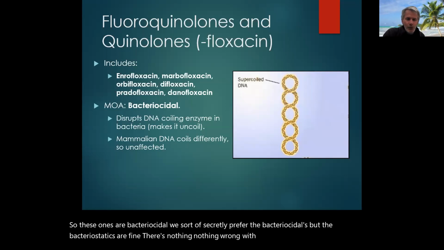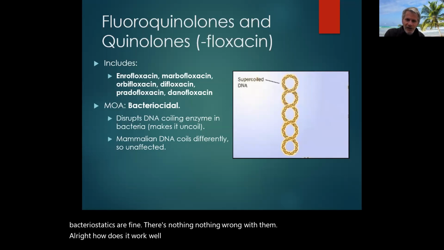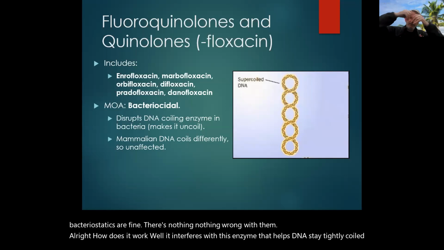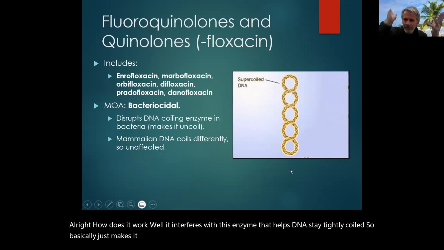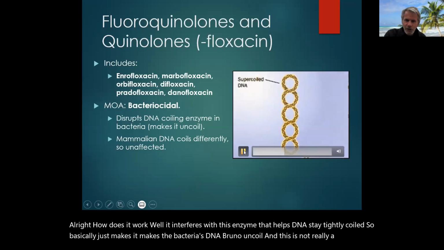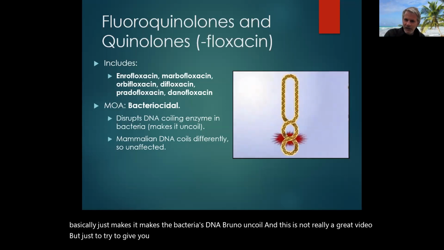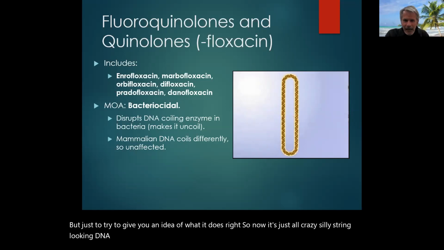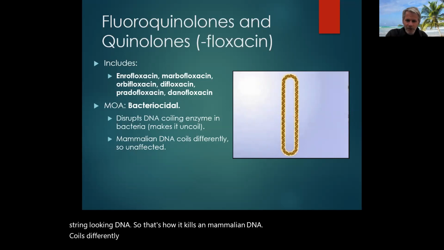All right, how does it work? Well, it interferes with this enzyme that helps DNA stay tightly coiled. So basically, it just makes the bacteria's DNA, boom, uncoil. This is not really a great video, but it's to try to give you an idea of what it does. Now it's all this crazy, silly string looking DNA. So that's how it kills. And mammalian DNA coils differently, so it's not harmed by this antibiotic.